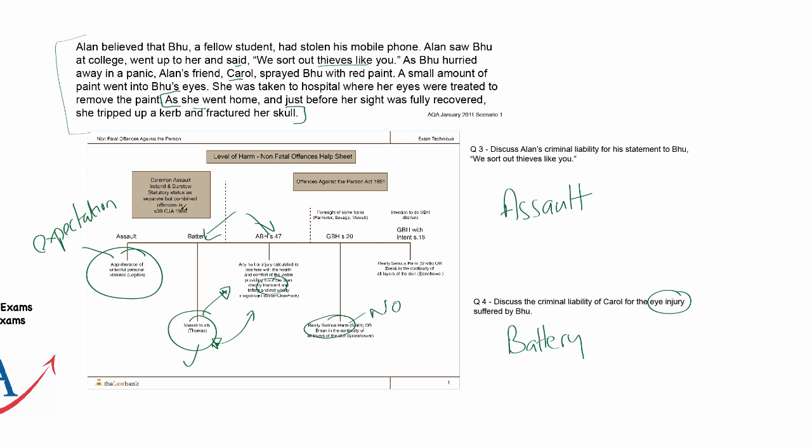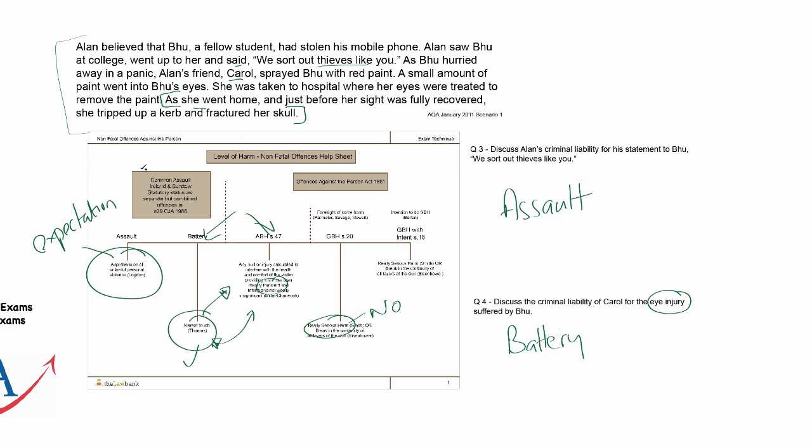So our discussion in this question is going to be, is Boo's injury concerning her eye either battery or ABH? Is it either the merest touch, or is it a hurt or injury calculated to interfere with the health and comfort of the victim? I'm going to say that because that injury is probably quite transient, it doesn't last for long, it would come under the banner of battery. And so therefore, when I answer this question, I would answer it as being a battery.